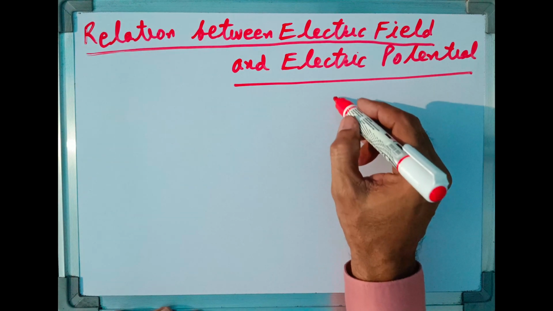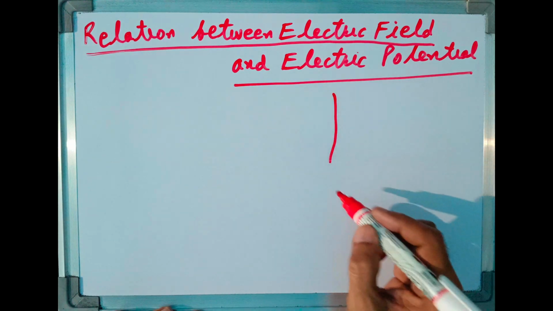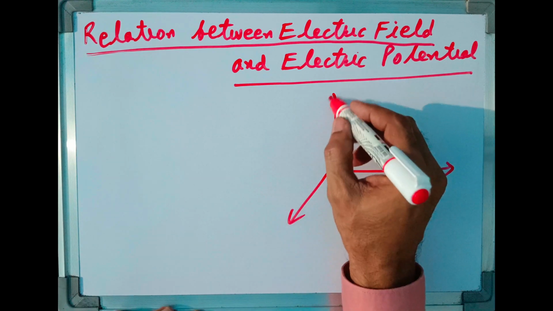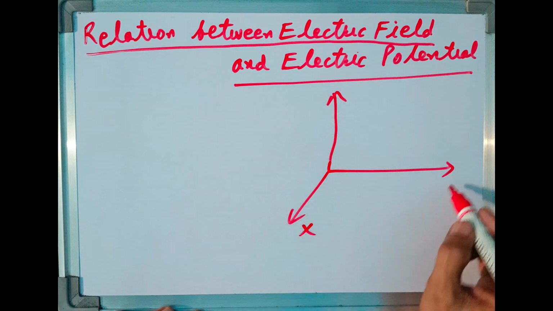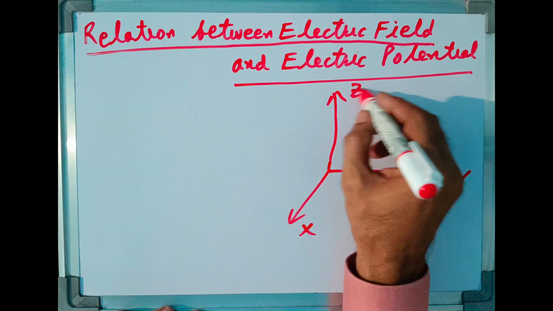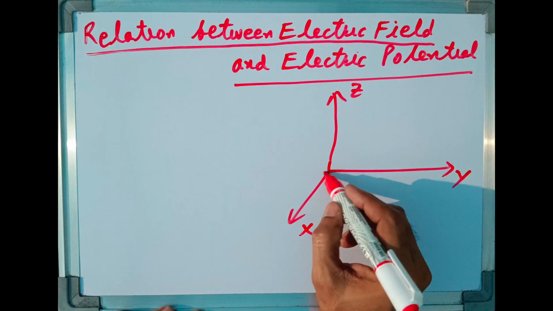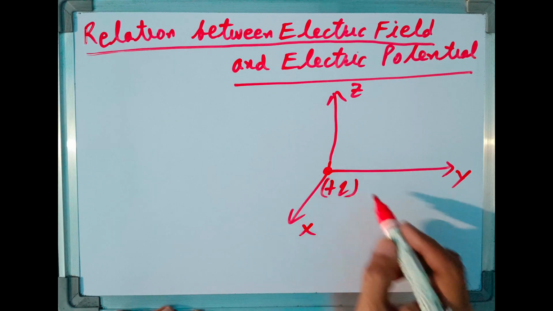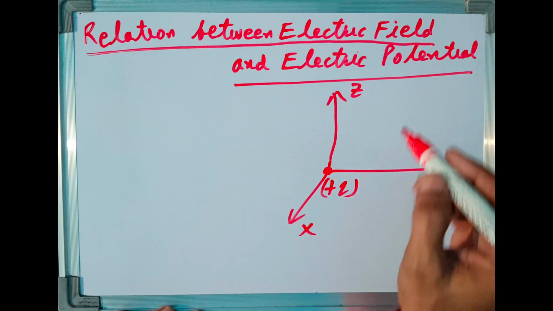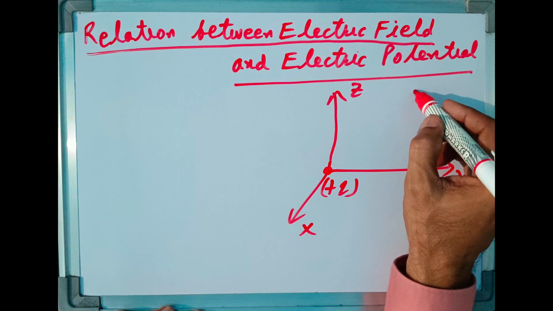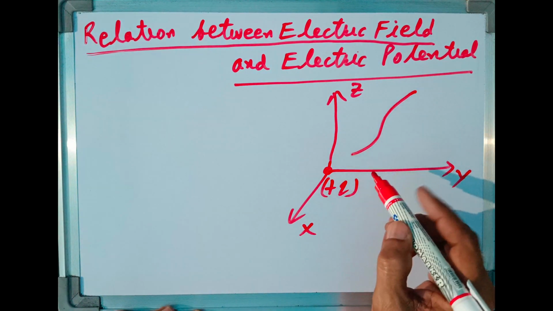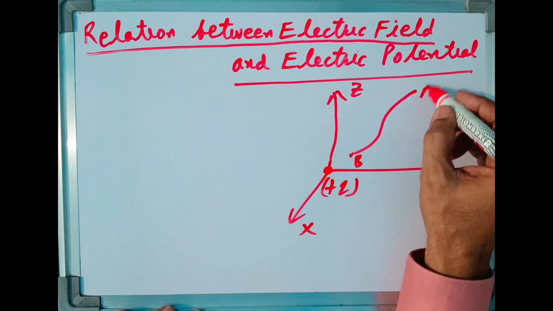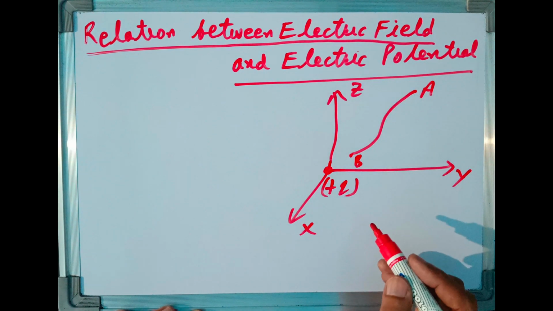For this purpose, let me consider a three-dimensional coordinate system. Suppose it is x-axis, y-axis, and z-axis. Suppose at the origin there is a point source charge plus q and a test charge is moved from point A to point B via any arbitrary path.